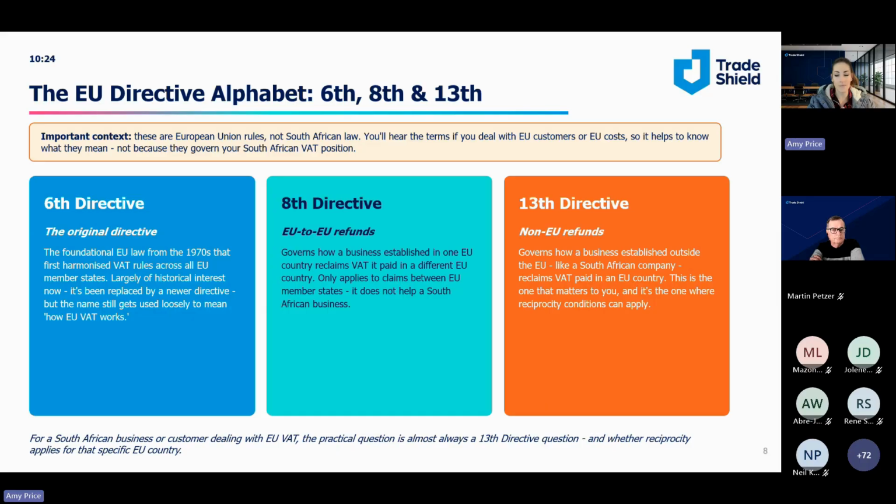Okay. And as I said before, this is where reciprocity is very important, where we have that relationship with those countries to be able to claim back certain things. Okay. So that is something that we want to be sure of.